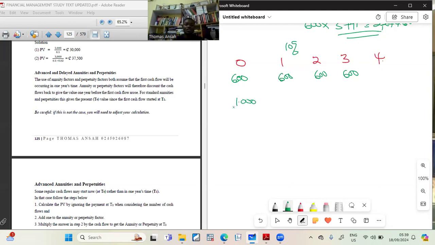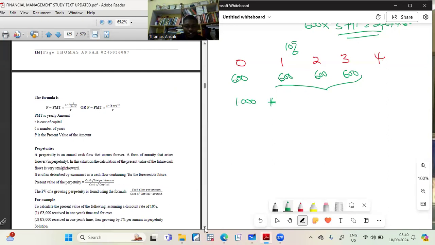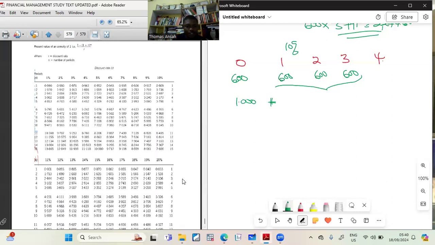So it means that when we are reading in advance, we will represent the year 0 with what? 1. Then we now go to our table and read for this. When we go to our table, what is 600 cedis all about is 10% for 3 years. 10% annuity factor, 3 years.